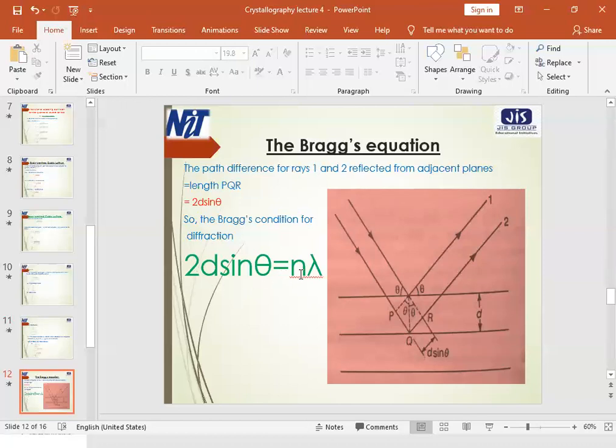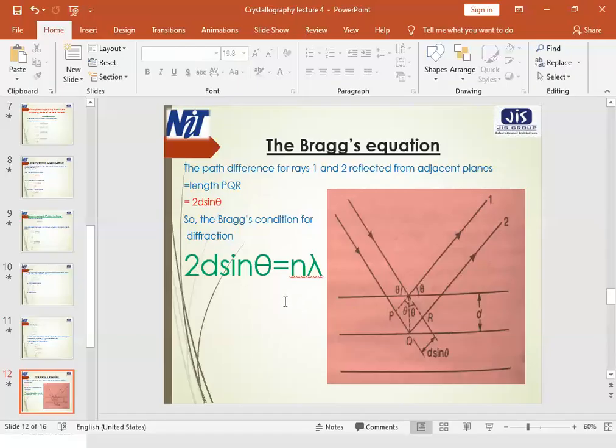This is known as Bragg's law. n is the order of diffraction. d is the distance between the two successive planes. Theta is this angle, and lambda is the wavelength of the light used. So on the basis of this, we can say that there are only certain directions theta in which the reflection of a given wavelength lambda from all parallel planes adds up in phase to give a strong reflected beam.